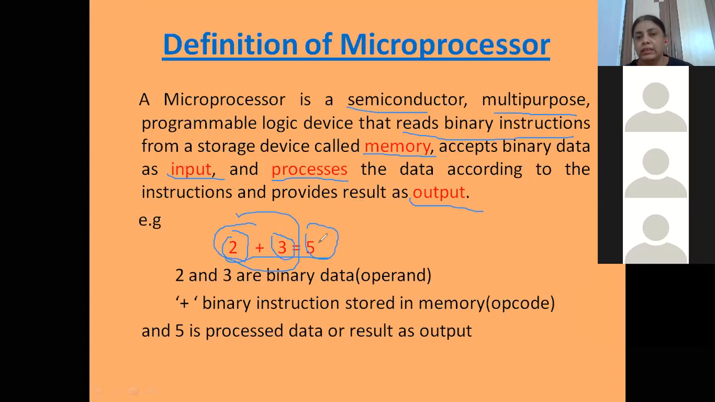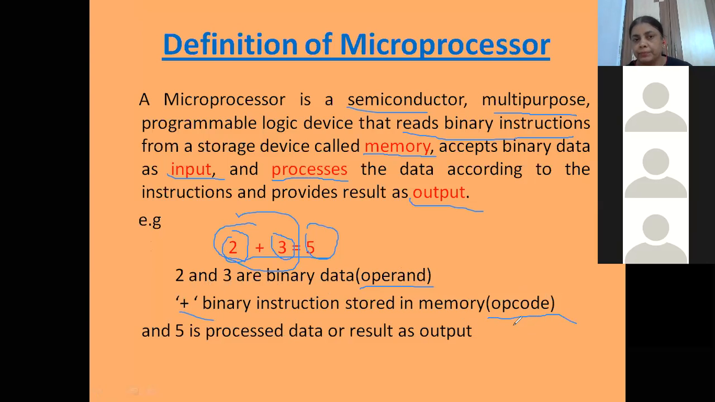So in this chapter and in the next chapter, you will use this word operand for data. Operand is called data. Okay, 2 and 3 are binary data. It is also called operand. So whenever you write for data, you have to use operand. And for instruction, which word will you use? Opcode. Opcode stands for operational code.